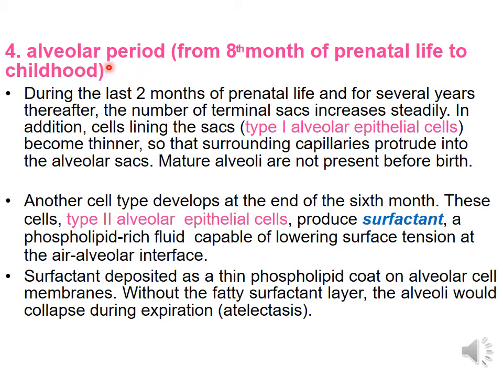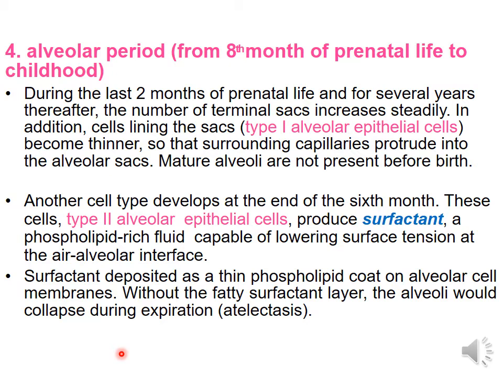Now, the fourth stage is the alveolar period. During the last 2 months of prenatal life and for several years thereafter, the number of terminal sacs increases, and in addition, the cells lining the sacs, known as the type 1 alveolar epithelial cells, become thinner, so the surrounding capillaries protrude into the alveolar sac. Mature alveoli are not present before birth.